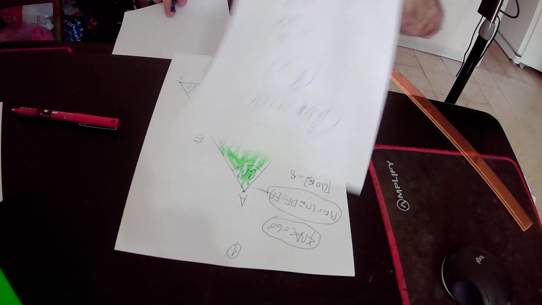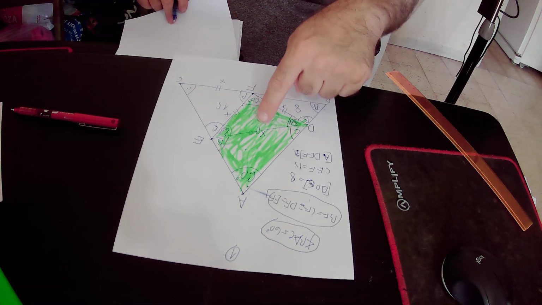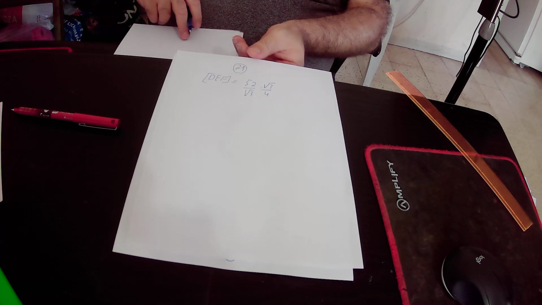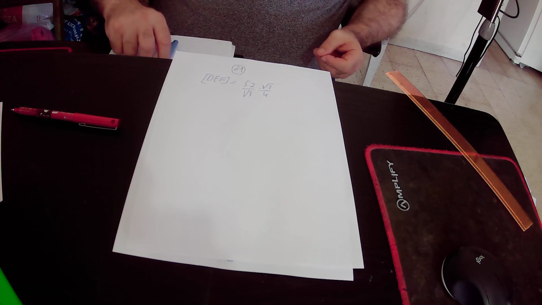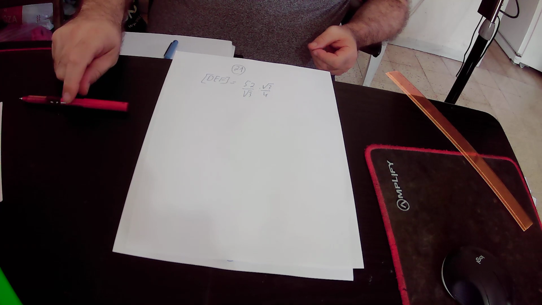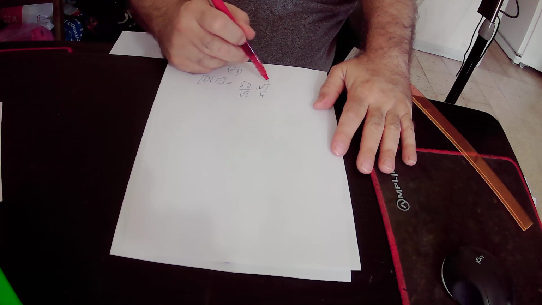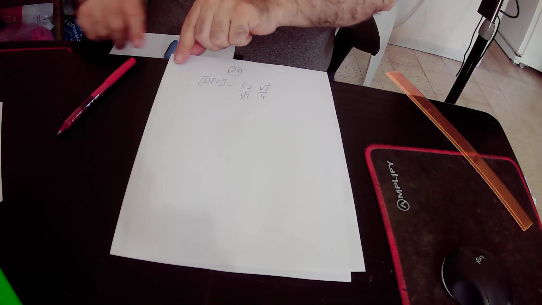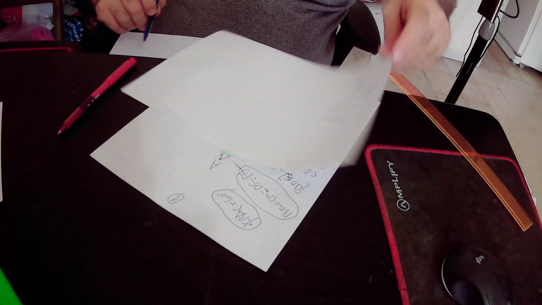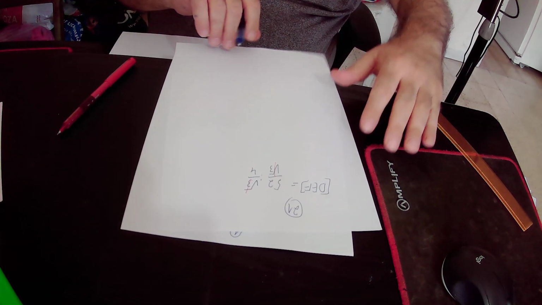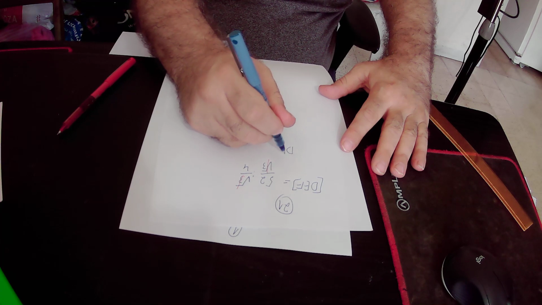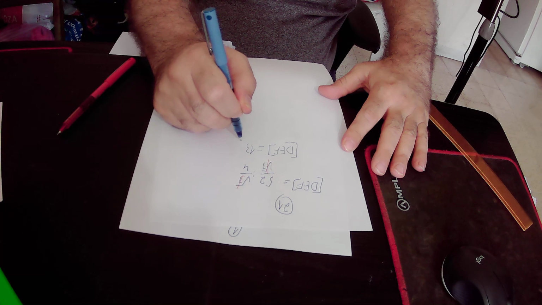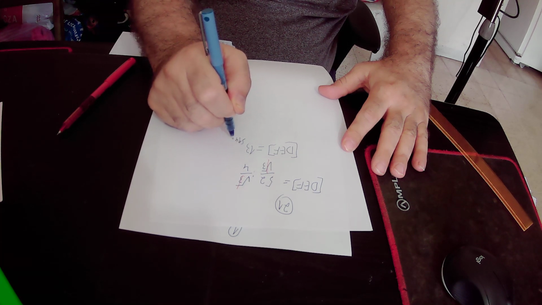Okay, so the area of the equilateral triangle, this green triangle, equals to 52 over root 3 times root 3 over 4. So here root 3 over root 3 is 1 and 52 over 4 is 13. So we found out that the area of the equilateral triangle DEF equals to 13 square units.